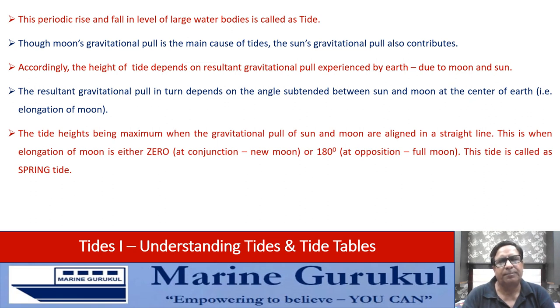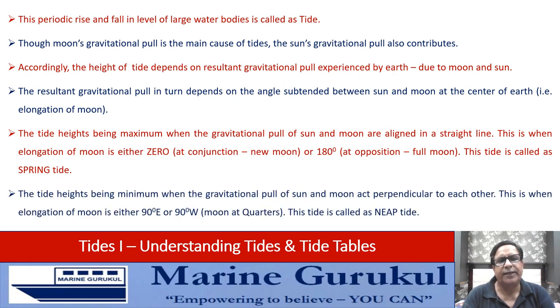The tide heights are maximum when sun and moon are aligned in a straight line. That means their gravitational pulls are along a straight line, whether they are on the same side of the Earth or on opposite sides of the Earth. This will happen when the elongation of the moon is either 0 degrees, that means moon is in conjunction with the sun, which is the occurrence of new moon, or the elongation of the moon becomes 180 degrees, that means moon is at opposition, which is the occurrence of full moon. This tide, when the gravitational pulls of both the bodies are aligned in a straight line, this tide height, which is maximum, is called the spring tide.